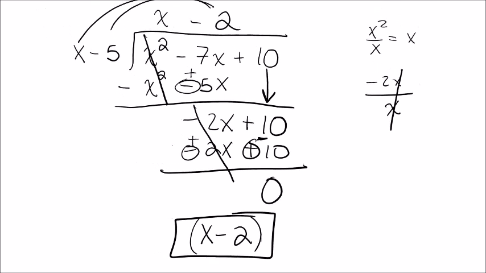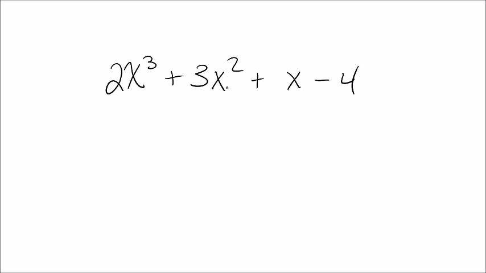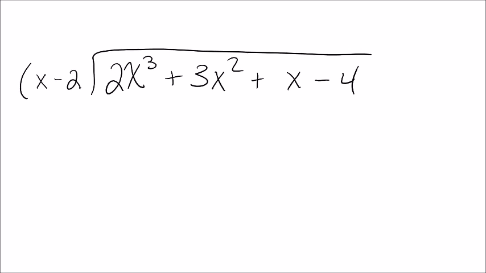Alright, now let's take a look at one that actually does have a remainder and how we handle that kind of situation. So I'm just going to make something up here. Let's just say we had 2x cubed plus 3x squared plus x minus 4, and we're going to divide this by x minus 2.